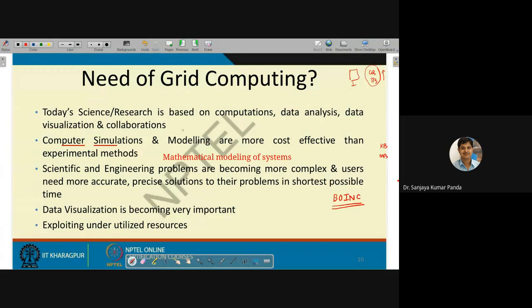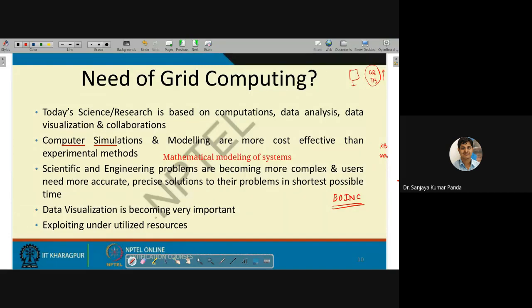Because you can share resources. If tomorrow you decide not to share the resources, you can do that. Anytime you can join any number of projects in the grid, and anytime you can leave a particular project. Similarly, data visualization is also very important.